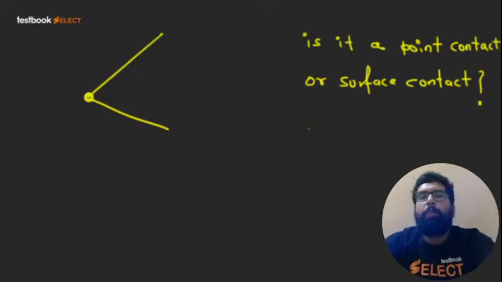Now, some of you might be thinking, sir, this is a point contact. Why do people say it's a point contact? Because they see a point here. But no, my dear, this is a surface contact.